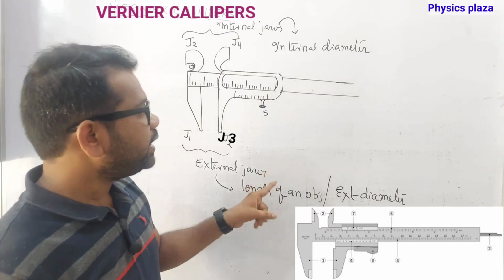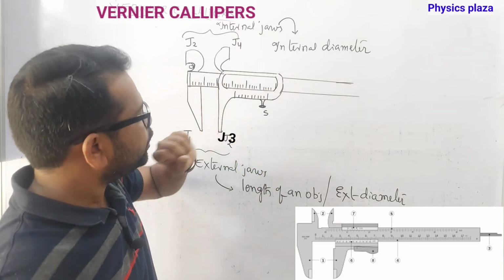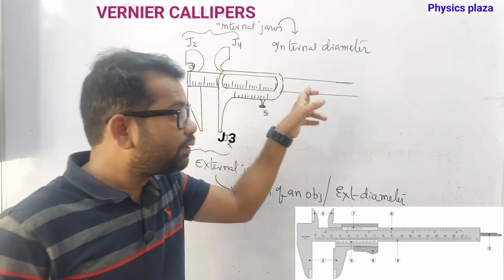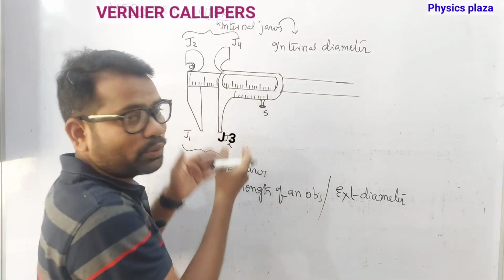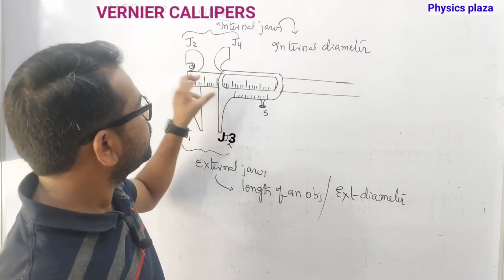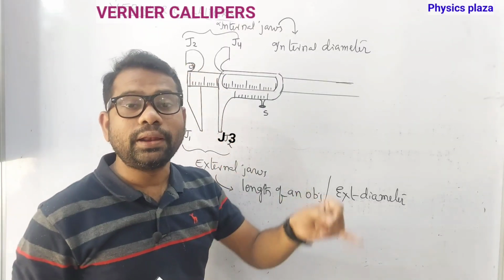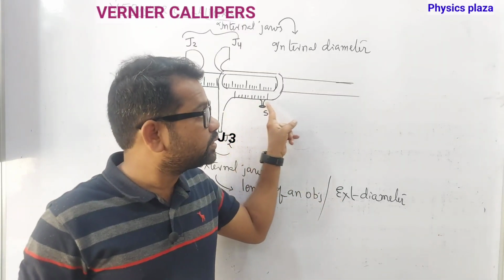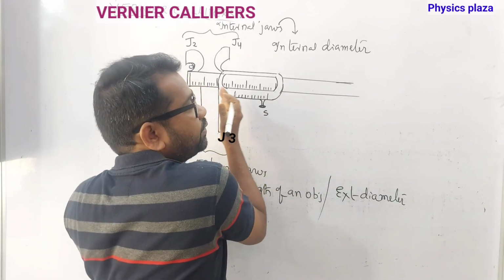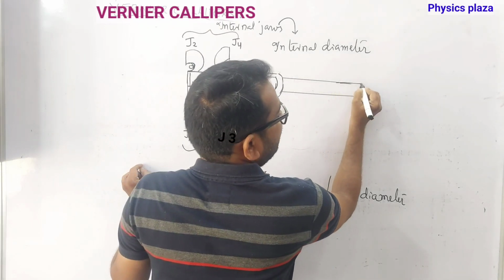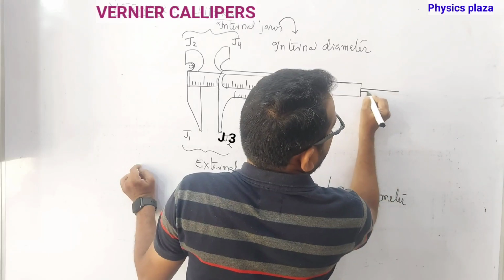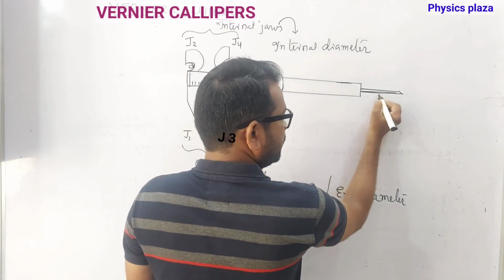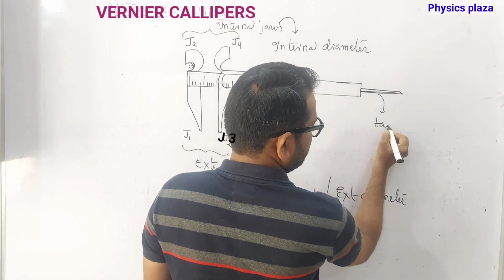Fine. And one more important point, children: as we are sliding this Vernier scale, behind the main scale, one metallic strip will be there, which is attached to this Vernier scale. As the Vernier scale moves away from the fixed jaws, at the backside one metallic strip will come out. This we can call a tail.